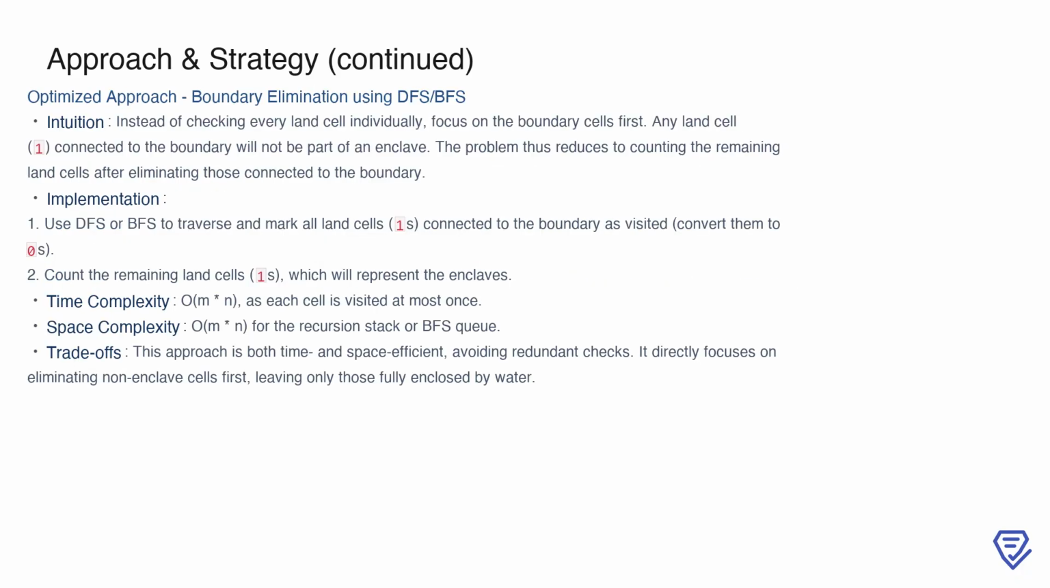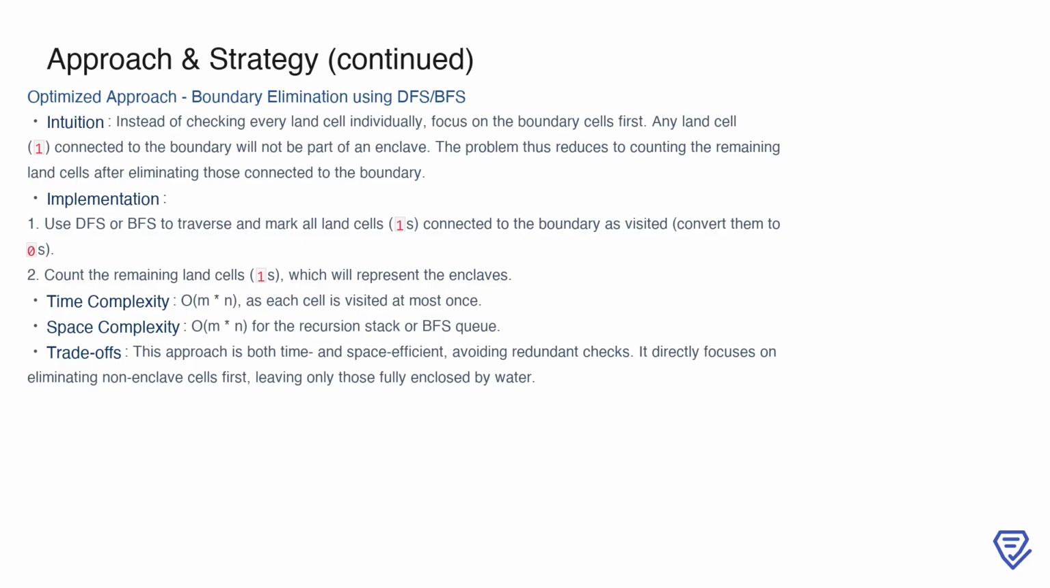Now, let's move on to the optimized approach that focuses on boundary elimination using DFS or BFS. The key idea here is to shift our perspective. Instead of checking every land cell individually, we start by identifying the boundary cells. Any land cell that is connected to a boundary cannot be part of an enclave, so the strategy is to eliminate these cells first. This simplifies the problem significantly. Using DFS or BFS, we traverse and mark all land cells connected to the boundary as visited by converting them to 0s. After this elimination step, the remaining land cells in the grid are the enclaves we're looking for.